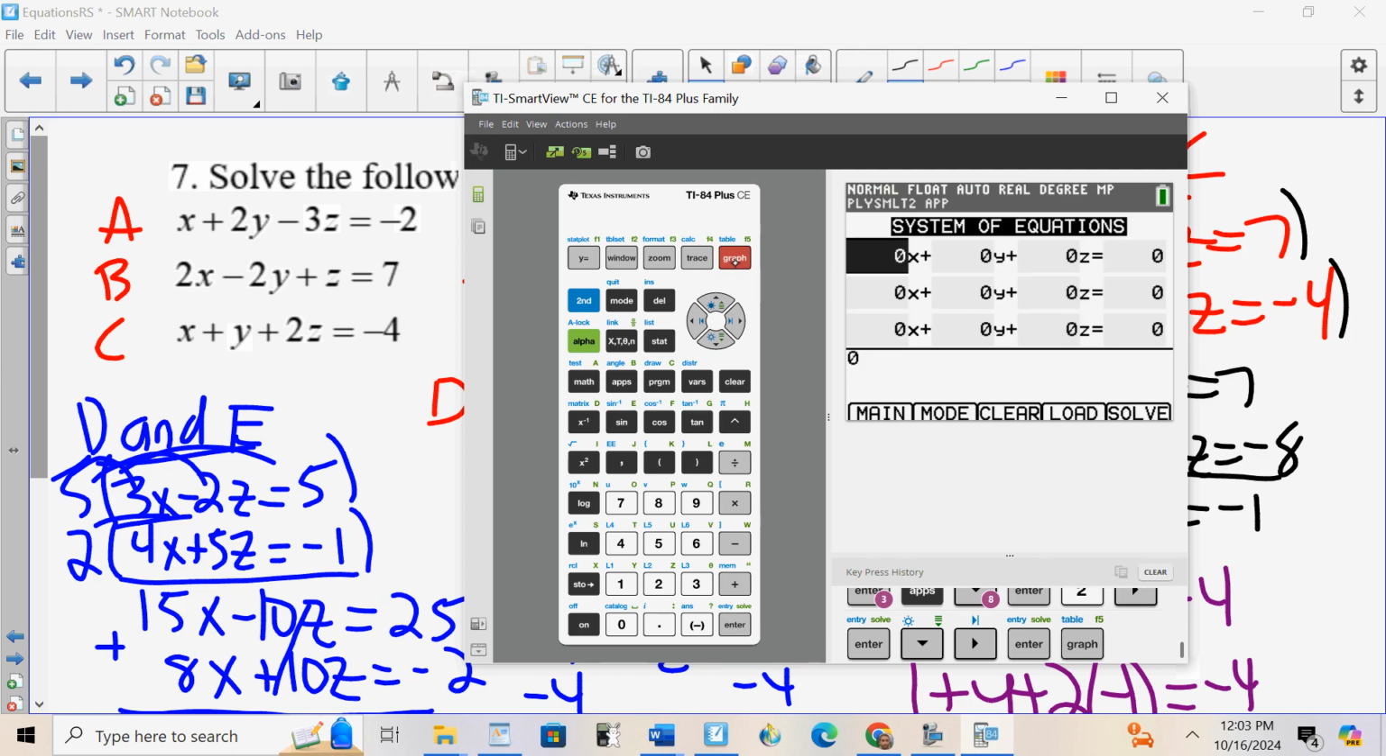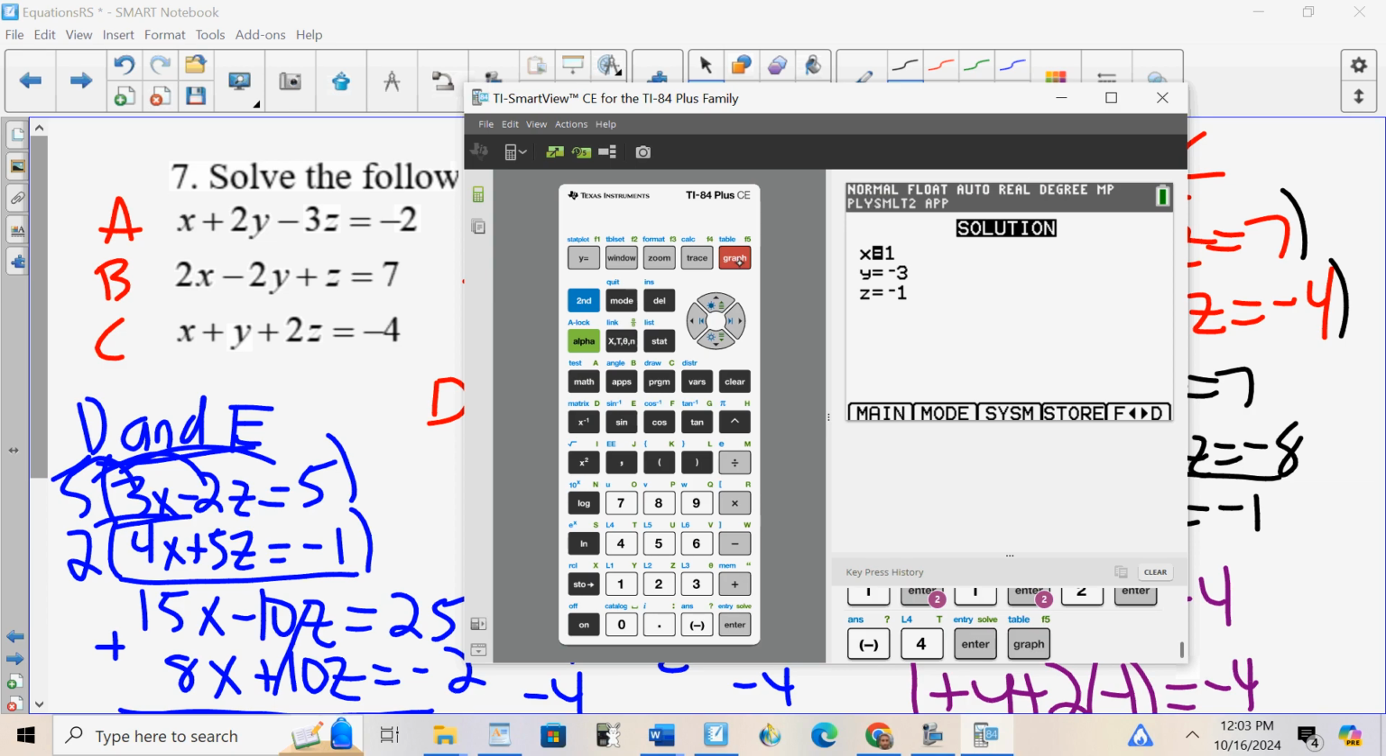What's in front of the first x? 1, enter, enter. 2, enter, enter. Negative 3, enter. Negative 2. 2, enter, enter. Negative 2, enter, enter. 1, enter. 7. 1, enter, enter. 1, enter, enter. 2, enter. Negative 4. Once I type it in, solve is above the graph button. I hit solve, and there are your answers.